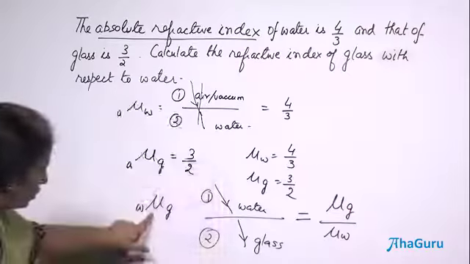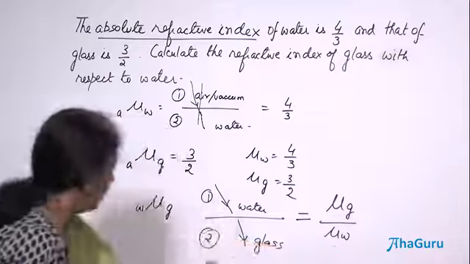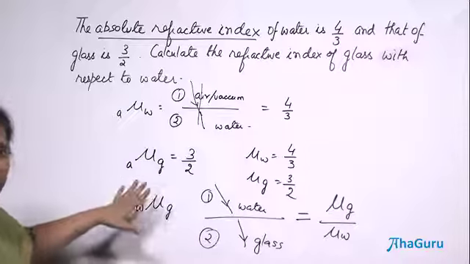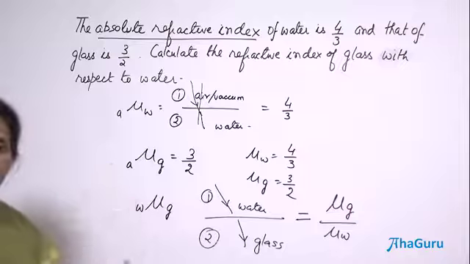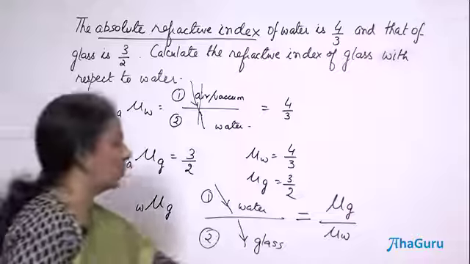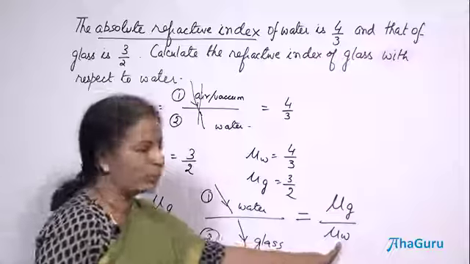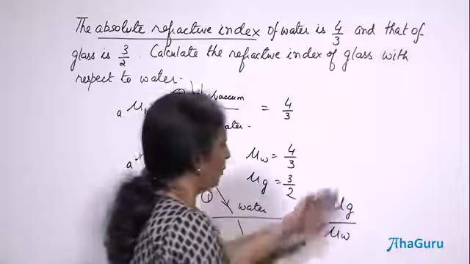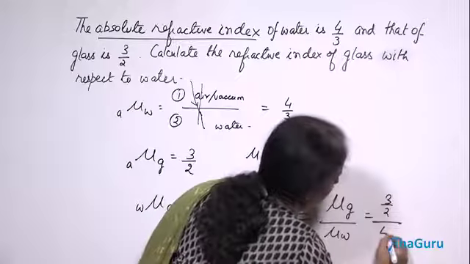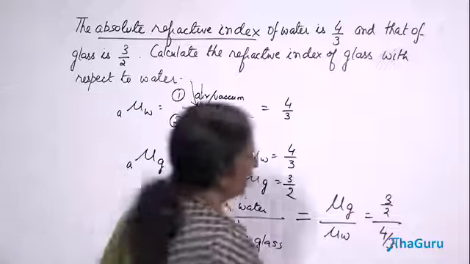Look at this, absolute refractive index of glass, this is absolute refractive index of water, this is refractive index of glass with respect to water. So, air is not involved anymore, so it is not an absolute value, it is only a comparative value. So, refractive index of glass with respect to water is nothing but absolute refractive index of glass, the second medium, compared to the absolute refractive index of water. Now, these two values are given, is it not? Yes. So, 3/2 divided by 4/3, just simple division.